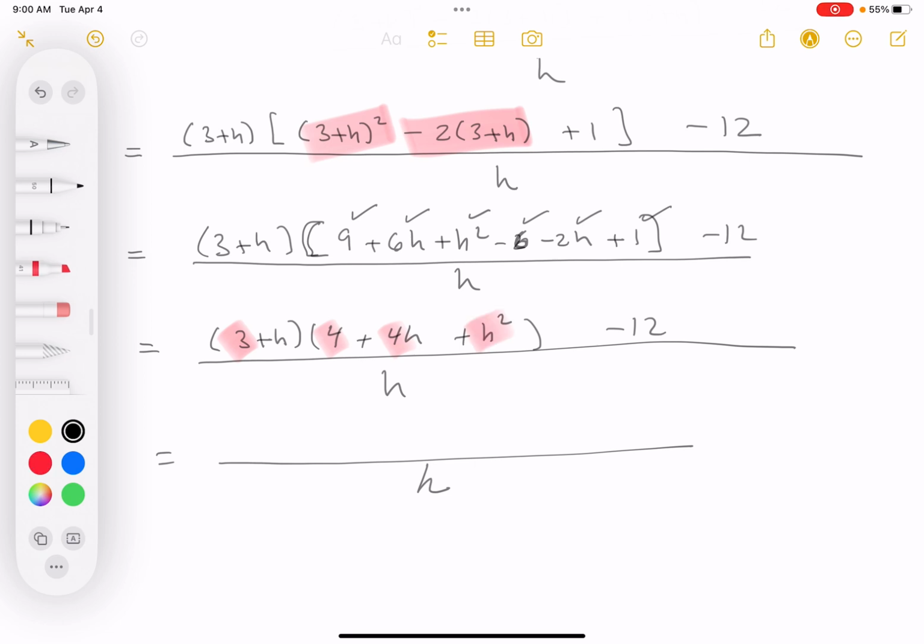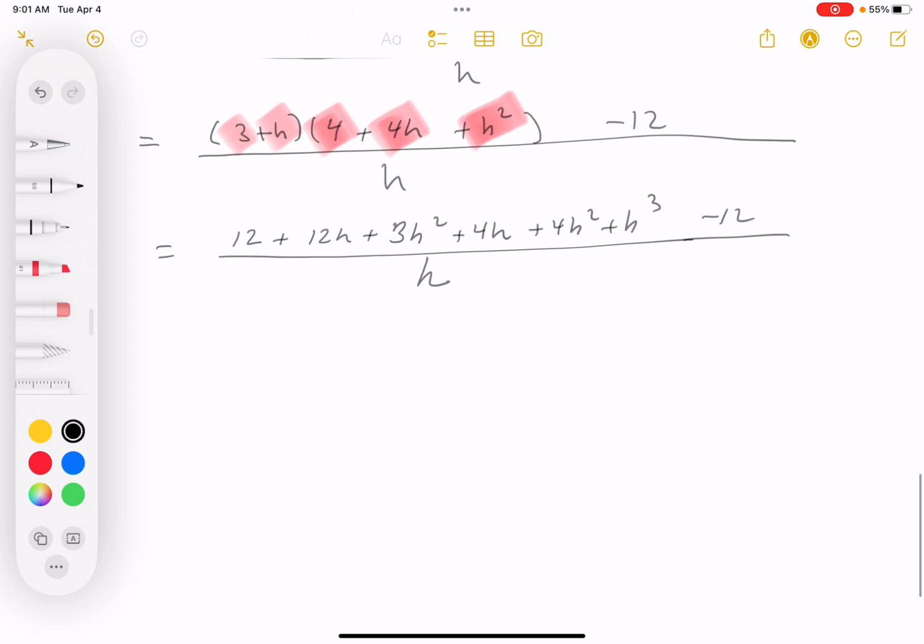What are you going to get? 12 plus 12h plus 3h squared. Then I'm going to take the h and distribute across these 3 terms. What do you get? 4h plus 4h squared plus h cubed. There's going to be a minus 12. I've got to continue to simplify it.